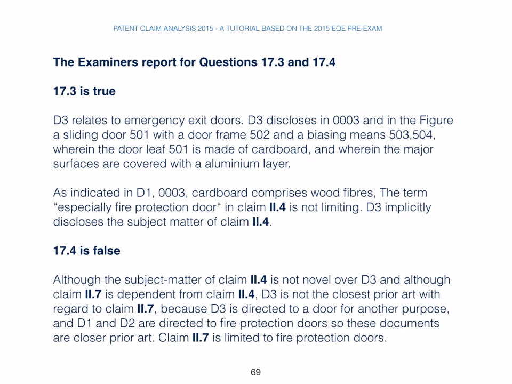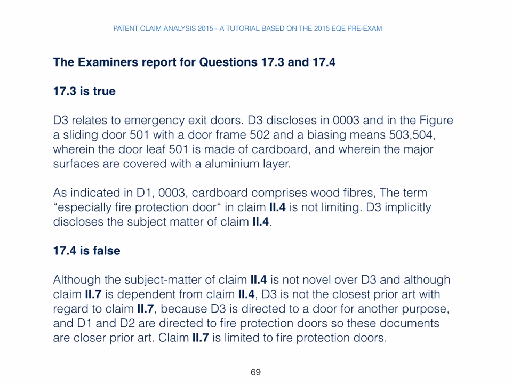And for 17.4, although the subject matter of claim 2.4 is not novel over D3, and although claim 2.7 is dependent from claim 2.4, D3 is not the closest prior art with regard to claim 2.7 because D3 is directed to a door for another purpose and D1 and D2 are directed to fire protection doors, so these documents are closer prior art. Claim 2.7 is limited to fire protection doors.